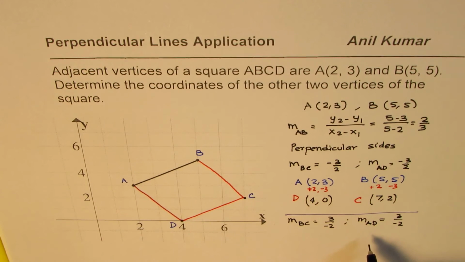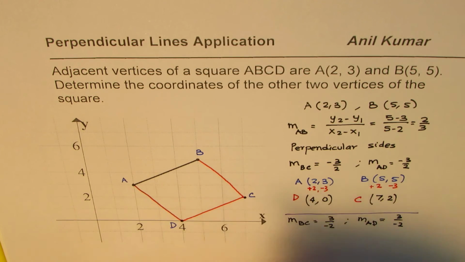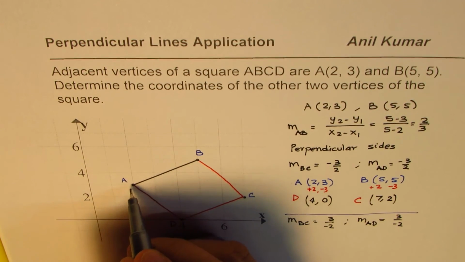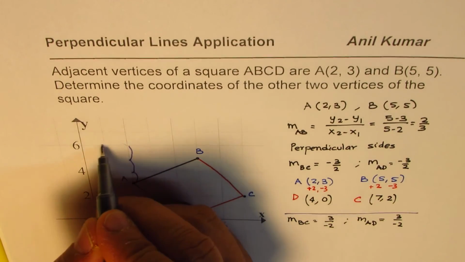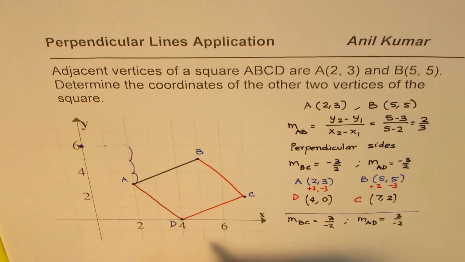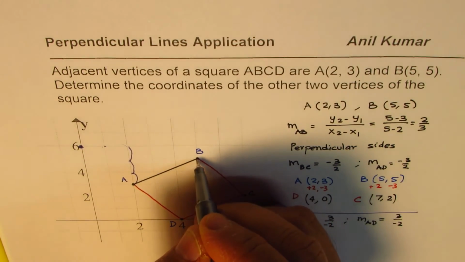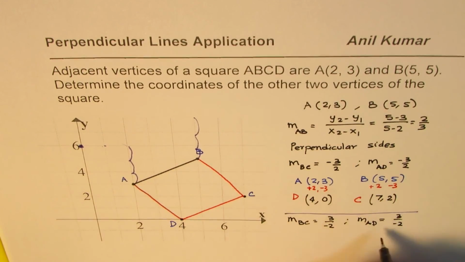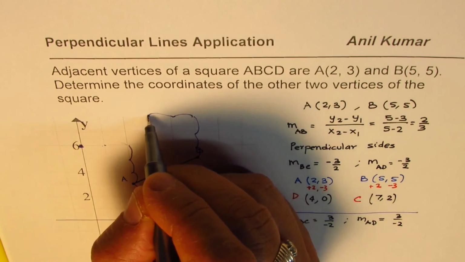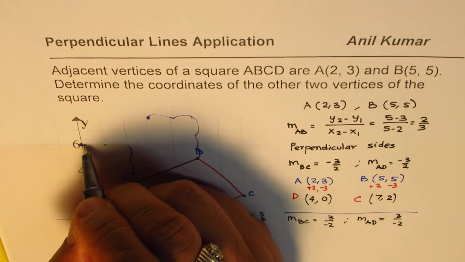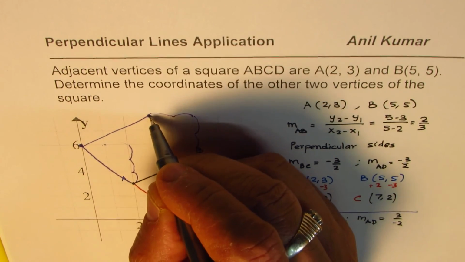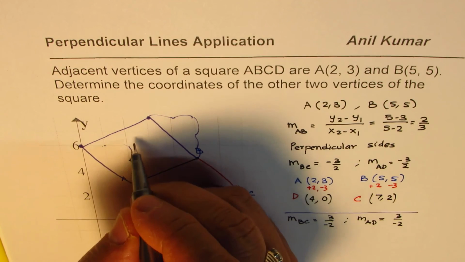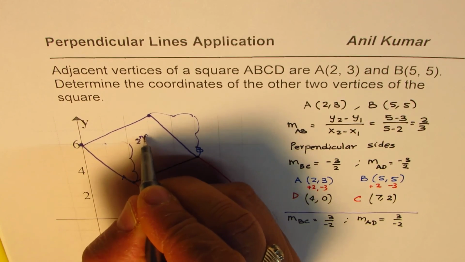I'll go without calculations this time and show you how to do that on this particular graph. 3 is the rise, so from A we'll go 3 up: 1, 2, 3. And 2 left: 1, 2. So we get a point here. Similarly, for B, we'll go 3 up: 1, 2, 3, and then 2 left: 1, 2. That's the point. So we could join these points and get the second square. You're getting the idea. So that is the second solution.